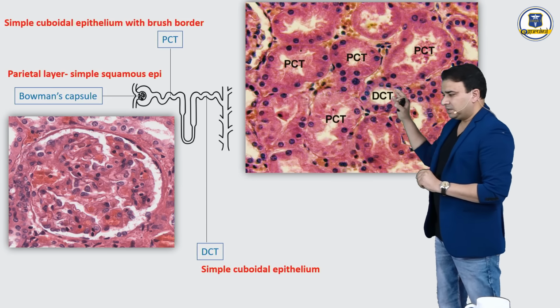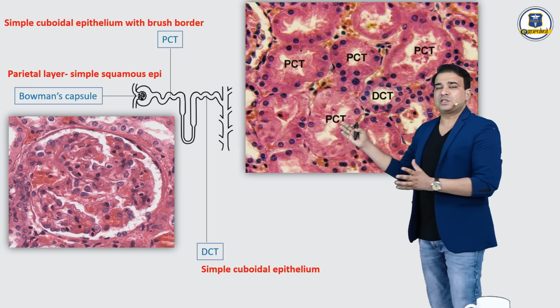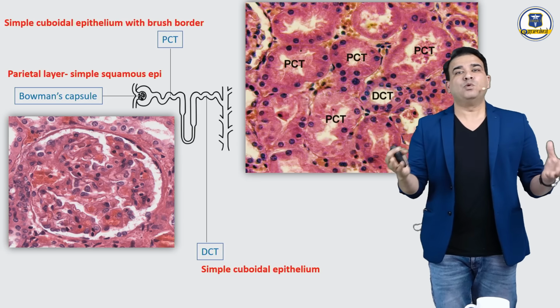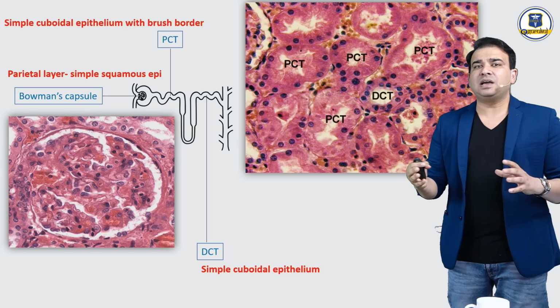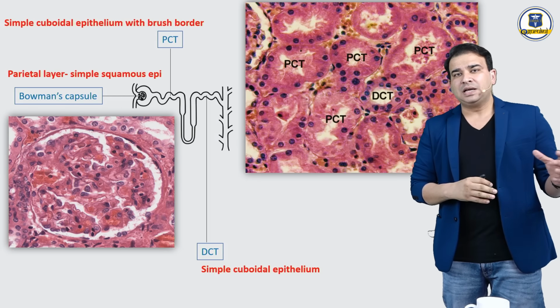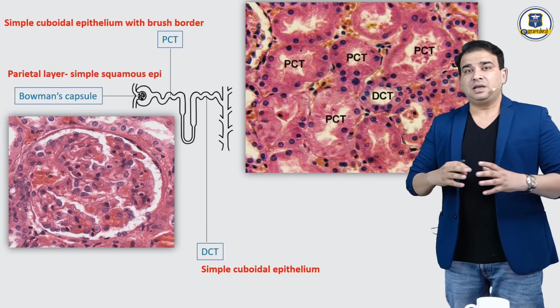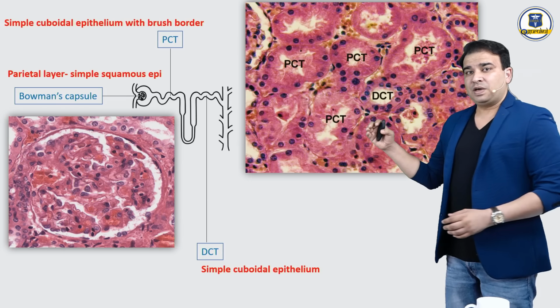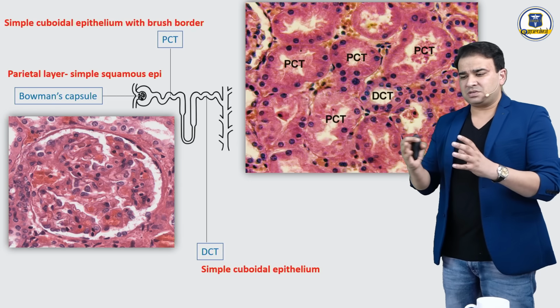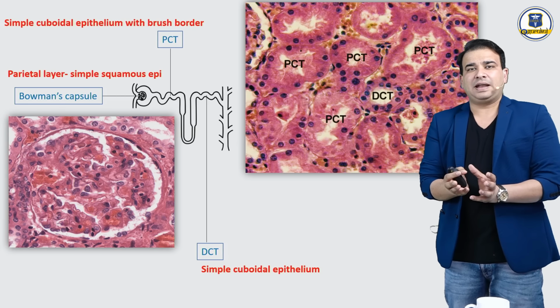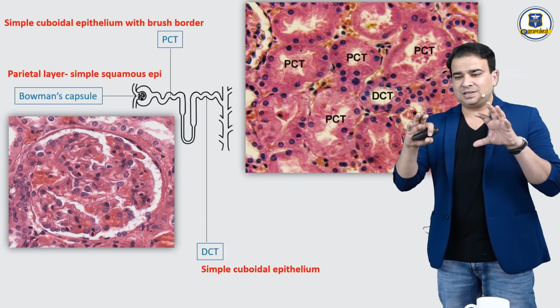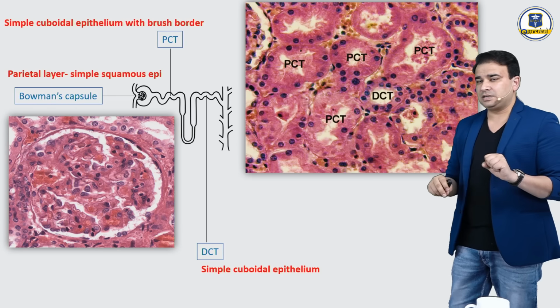Now, as you can appreciate in this picture, if you look at the section where the PCT and DCT are marked, the diameter of the proximal convoluted tubule is way more than the DCT. The PCT are on average like 60 to 70 micrometer in diameter, whereas when you compare it with the DCT, which is hardly 15 to 20 micrometer in diameter. So there is a huge difference between the size, the diameter of the PCT and DCT.